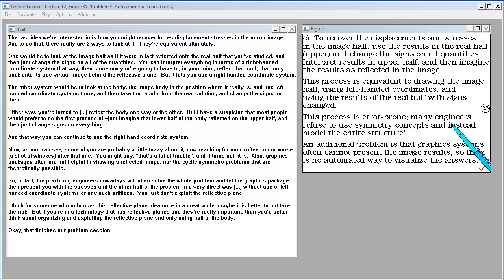Now, as you can see, some of you are probably a little fuzzy about now, reaching for your coffee cup or worse, a shot of whiskey after that one.